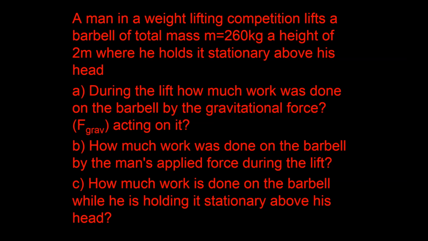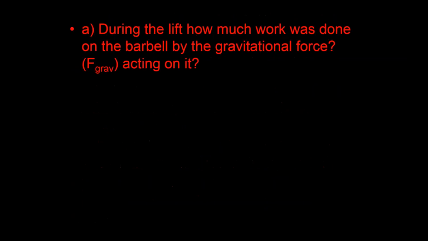Part A says, during the lift, how much work was done on the weight by the gravitational force. Part B says how much work was done on the weight by the man's applied force, and Part C wants to know how much work is done on the weight while he's holding it stationary above his head. One of these should be immediately obvious without a formula, by the way. So, Part A.